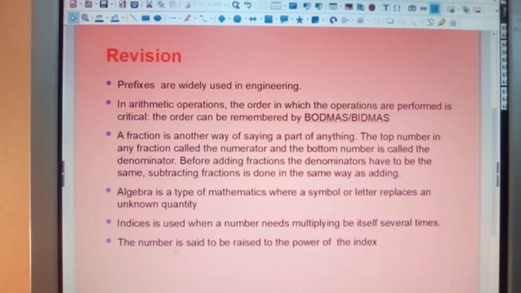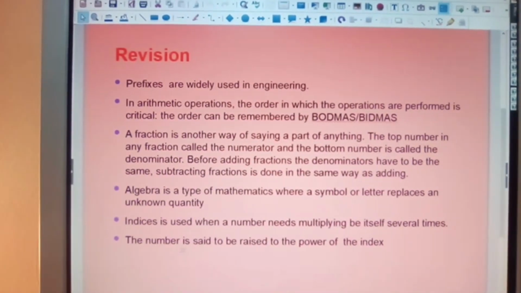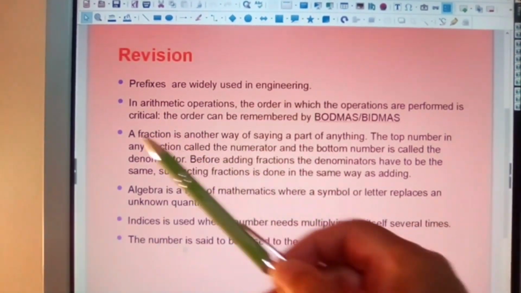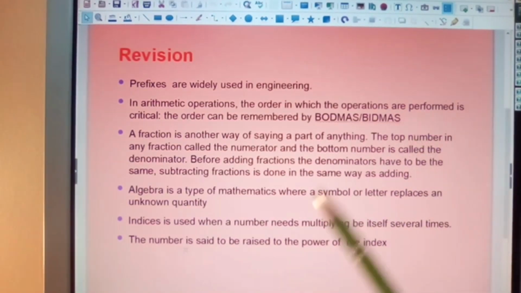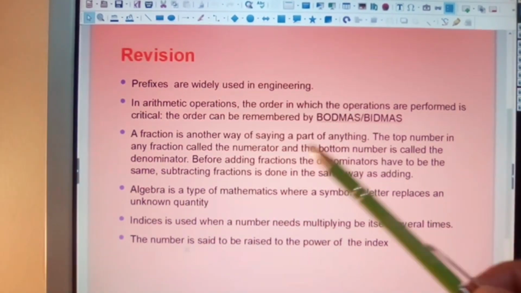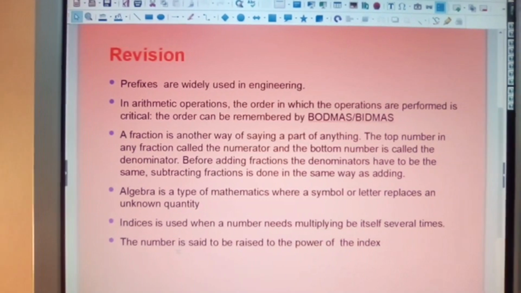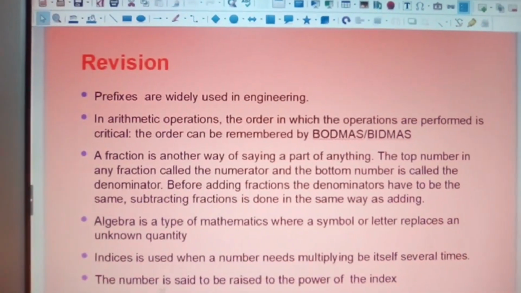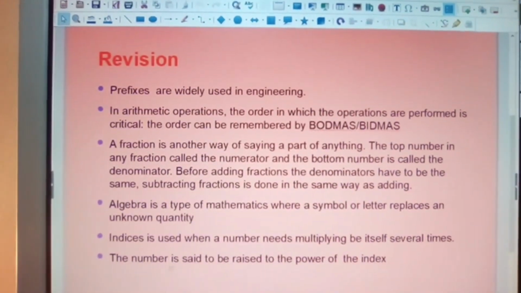Now, again, all we're doing here is just recapping prefixes are widely used, BODMAS, BIDMAS, etc. You don't need me to read that out to you. You should be able to read that for yourselves. And I'm trying to make sure that it is clear and well lit.